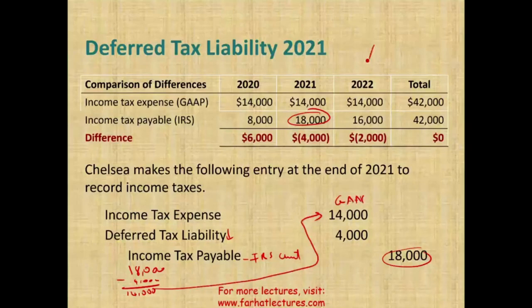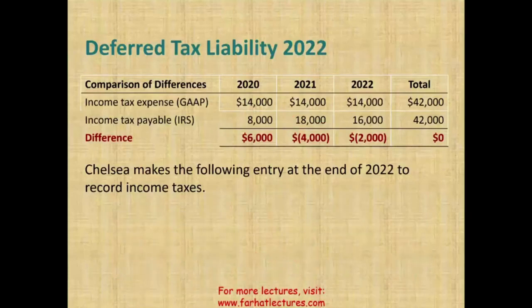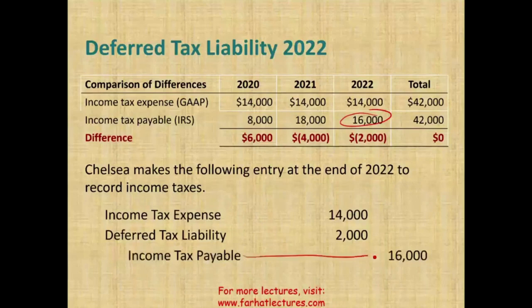Can you do 2022? 2022, what do I start with? Start with the IRS. 16,000 for the income taxes payable. Then that year, my deferred tax liability reduced by 2,000. My income tax expense is 14,000. Again, income tax expense is a plug. Again, hopefully you are following, but remember, we're going to be adding balances at the beginning of the year, which we'll deal with shortly.